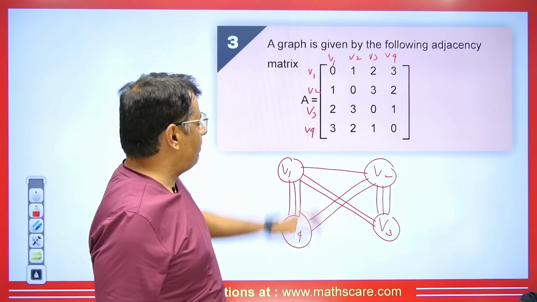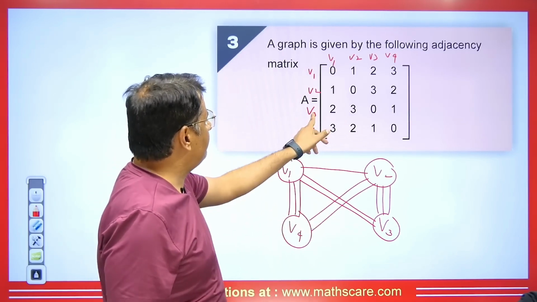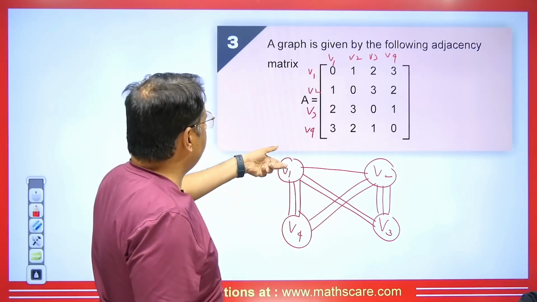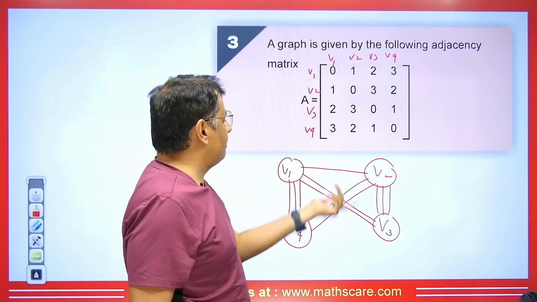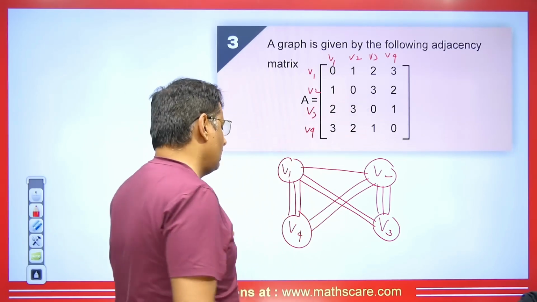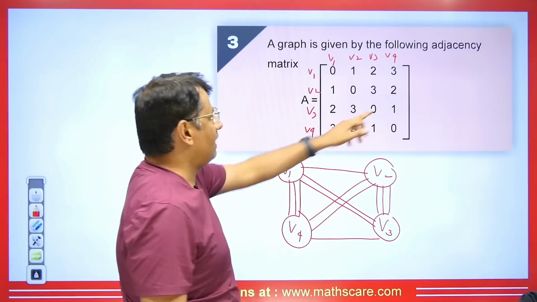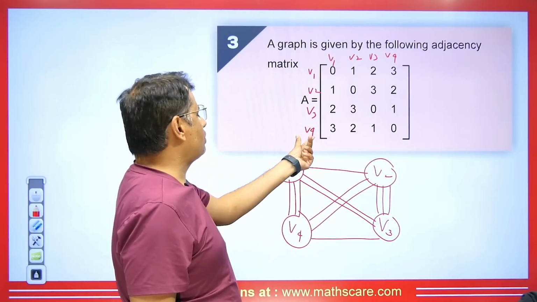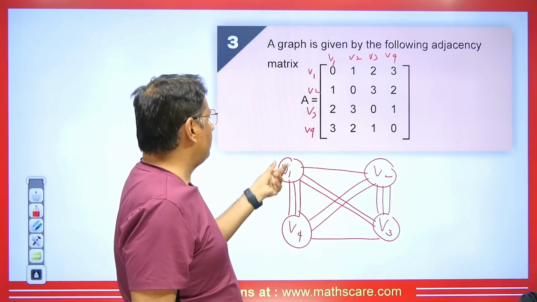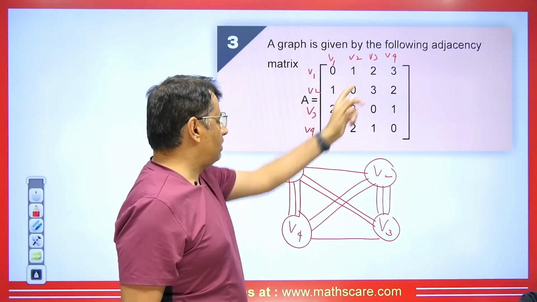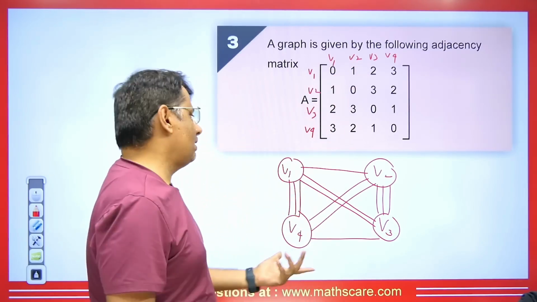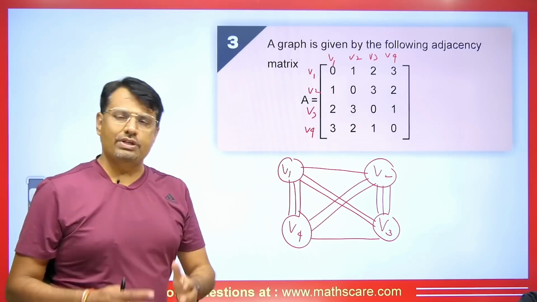We will talk about V3 to V1. V3 to V1 is 2. It is connected. From V3 to V2, V3 to V2 is also connected. From V3 to V3, it is 0. And from V3 to V4, we have one connection. You can see the rest, right? So from V4 to V1, there are 3 connections. From V4 to V2, there are 2 connections. V4 to V3 is also connecting. What we have here is its graph. So we can understand it in this way.